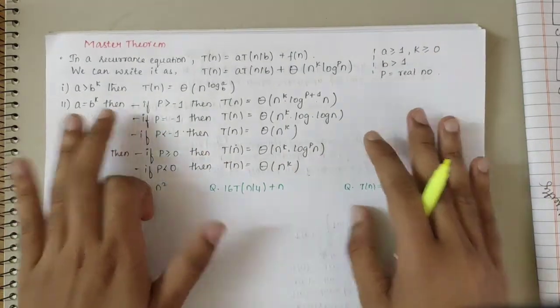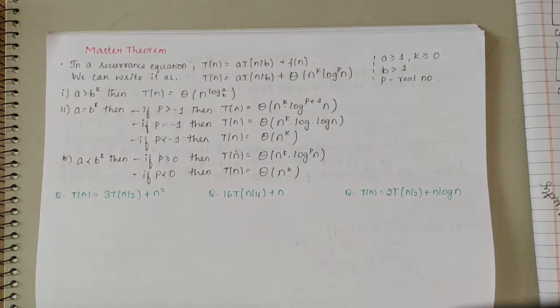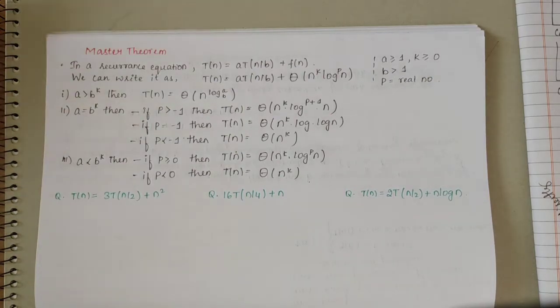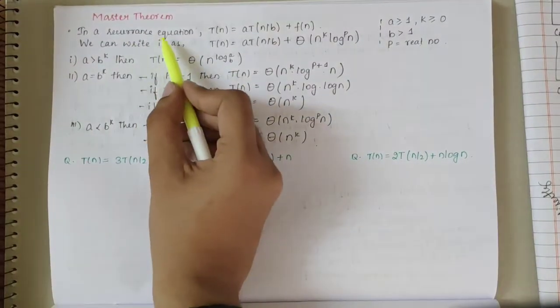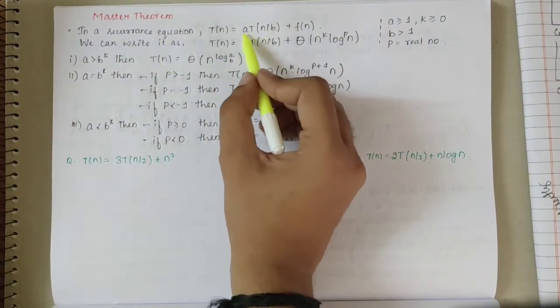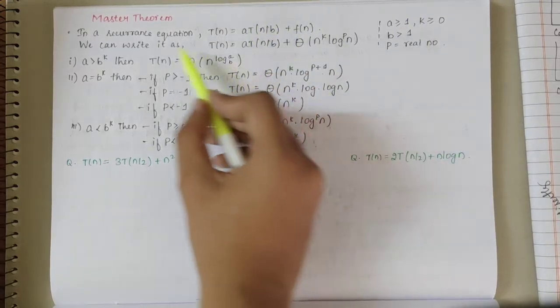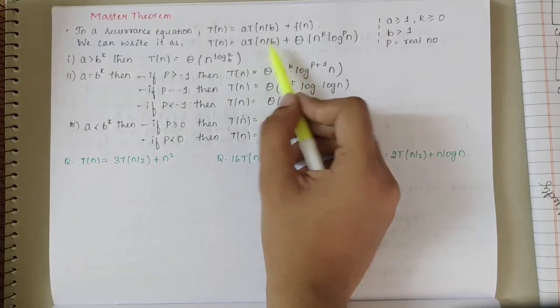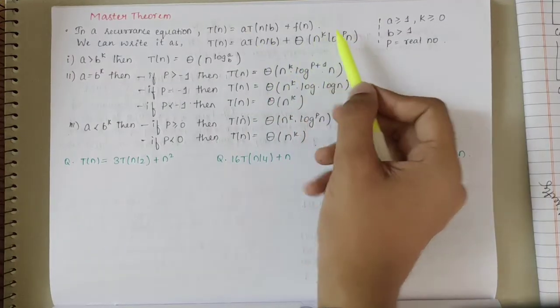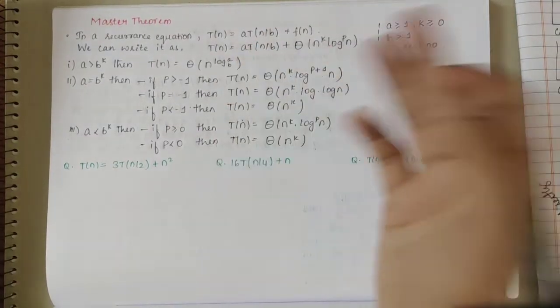Master's theorem is pretty important from the exam point of view. It will be asked in internals, or it could also be asked in the final exams, GATE, everywhere. So in Master's theorem, in a recurrence equation, t of n is equal to a t of n by b plus f of n, we can write it as t of n is equal to a t of n by b plus theta of n to the power k log p of n. This is the recurrence relation which we have discussed previously.